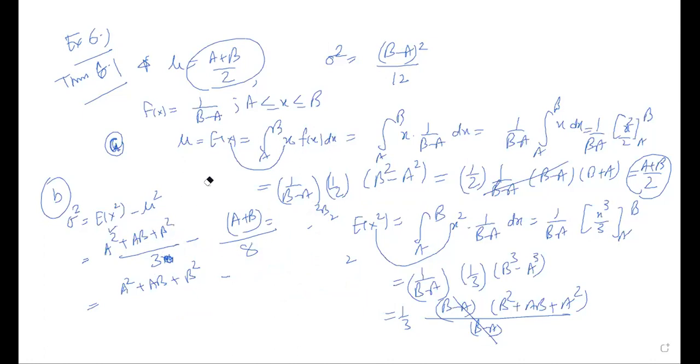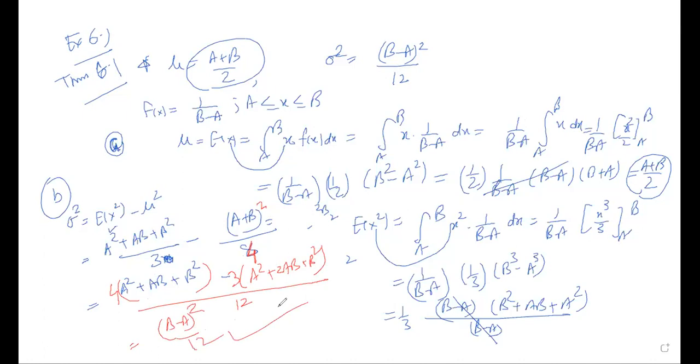So nu square, nu is equal to (a plus b) by 2. So (a plus b) square divided by 2 square, which is 4, that is equal to a square plus 2ab plus b square divided by 12. And if you want to write 12 over here, that means you have to multiply this by 4 and this by 3. If you open this one and simplify, you get b square divided by 12. So that's how you can prove this one. Not a big deal.